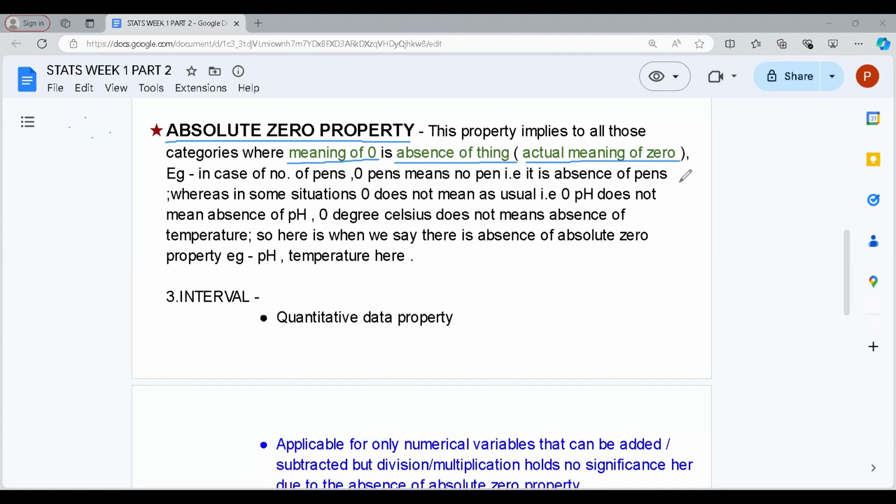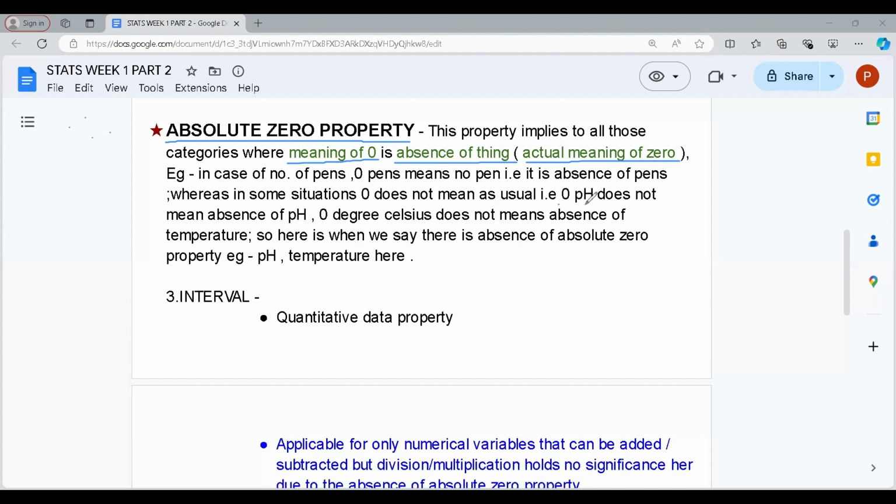Zero means nothing. But now in statistics, we'll get to know that there is a property known as absolute zero property. Not all things obey it, some also offend it. We will understand how it works. First of all, let us go to the next example. In some situations, zero does not mean as usual. That means in all cases, zero does not mean absence of a thing.